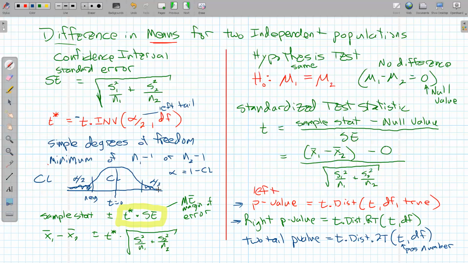So we're going to do a confidence interval for some data, and then we'll do a hypothesis test. So this is the summary of difference in for two means independent population.